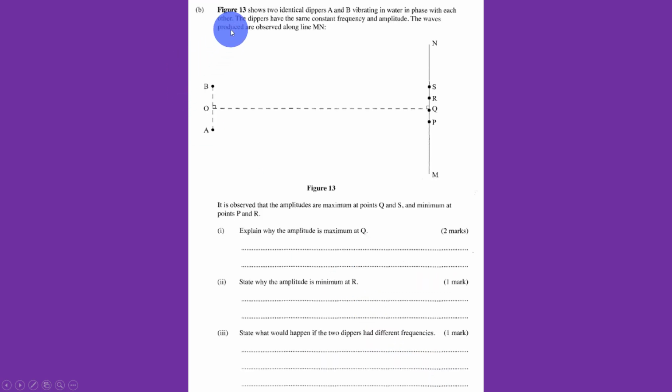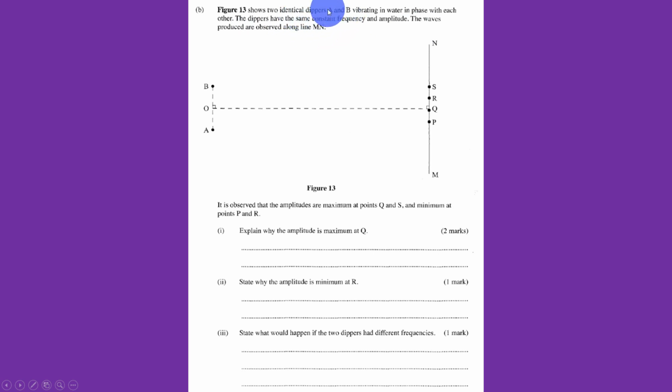Part B of the same question, we are told that figure 13 shows two identical dippers, A and B, vibrating in water in phase with each other. The dippers have the same constant frequency and amplitude. The waves produced are observed along the line MN.